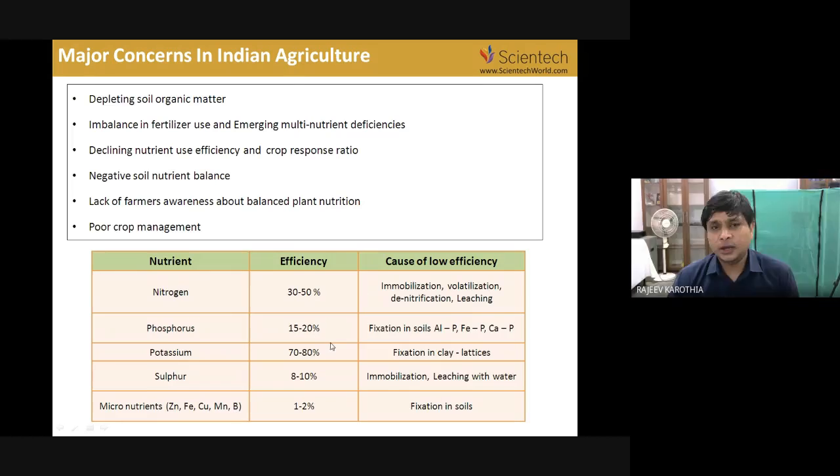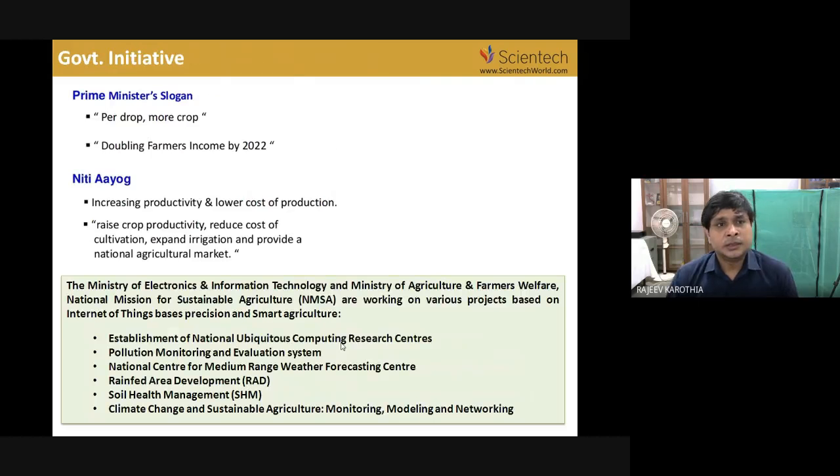So these are all the major areas where we can work on Indian agriculture, and we can provide some solutions to make our own precision agriculture things. There are some good initiatives taken by the Indian government also, like the Prime Minister's slogan "per drop more crop". That is one motto which is relevant to irrigation. Then "double farmer income by 2022", that is again one slogan from the Prime Minister.